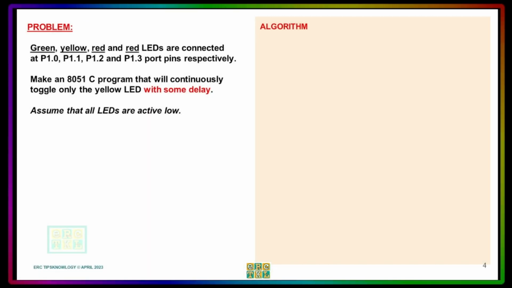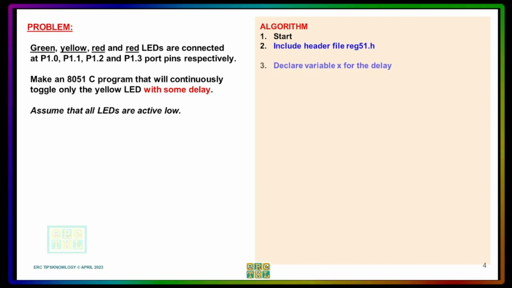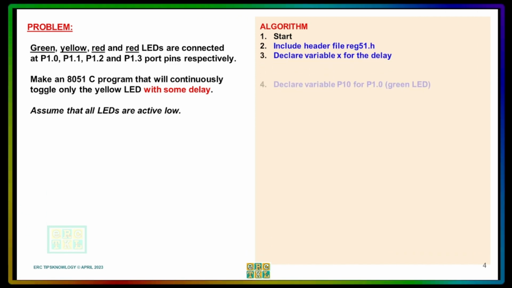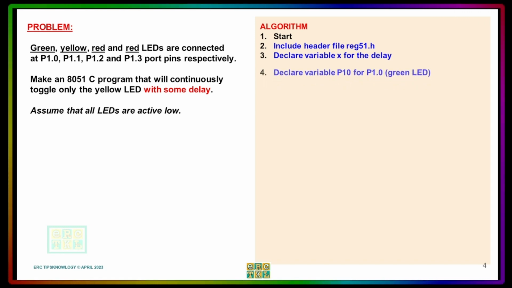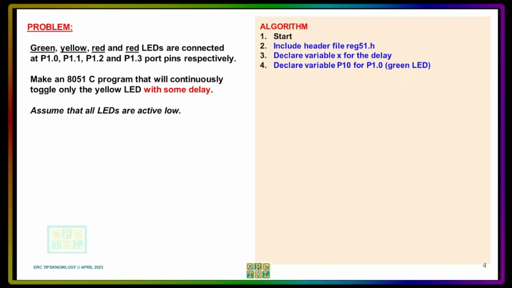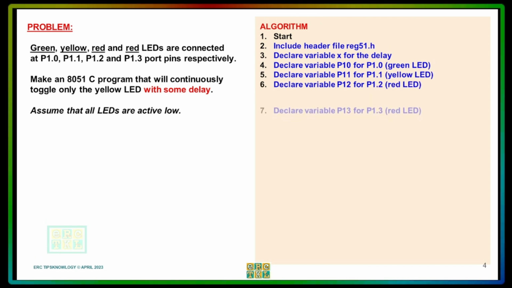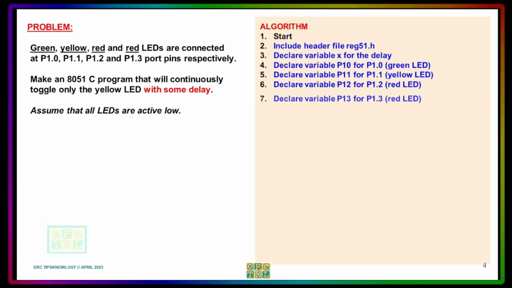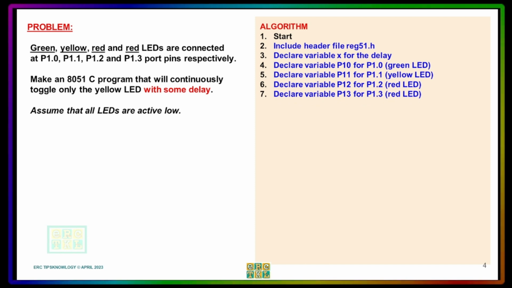Next, we have the algorithm, and of course we have number 1, start. Then we have to include the header file reg51.h, and then step number 3, we have to declare the variable for the delay. For steps number 4, 5, 6, and 7, we have declared the port variables for P1.0 up to P1.3, which represent the green, yellow, red, and another red LED.